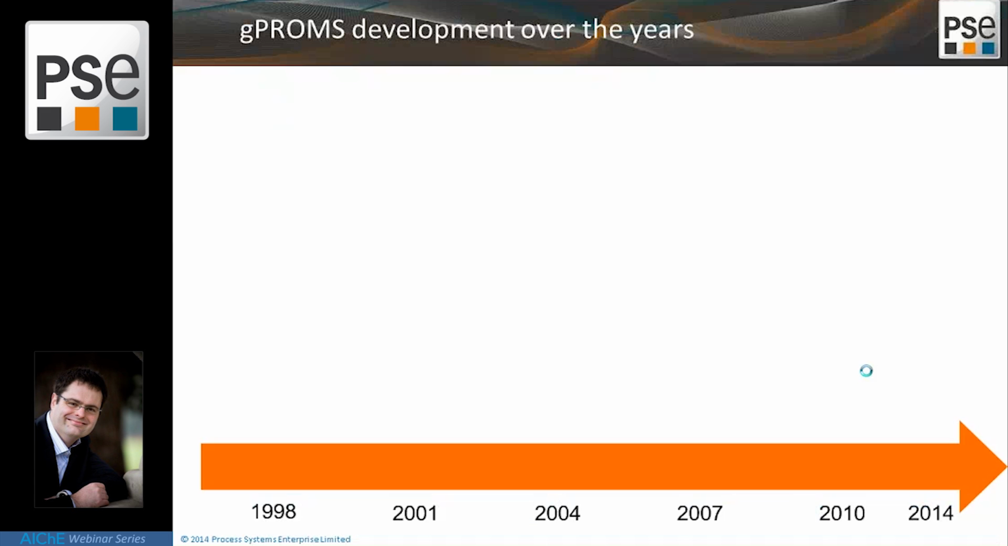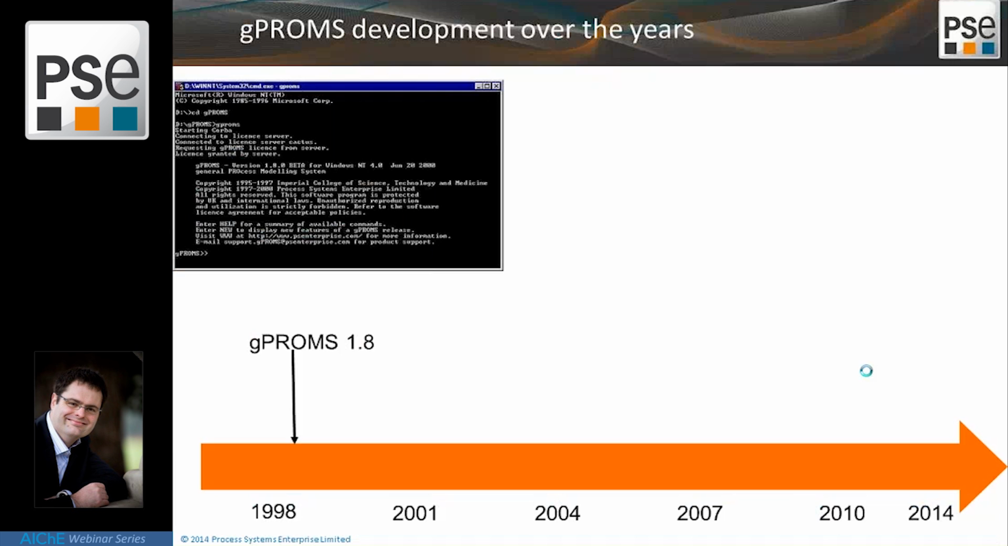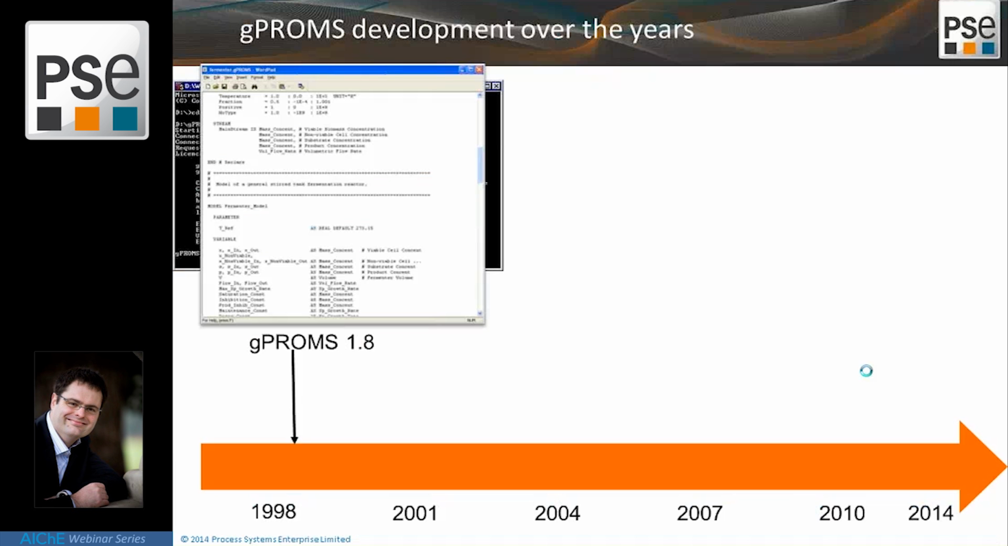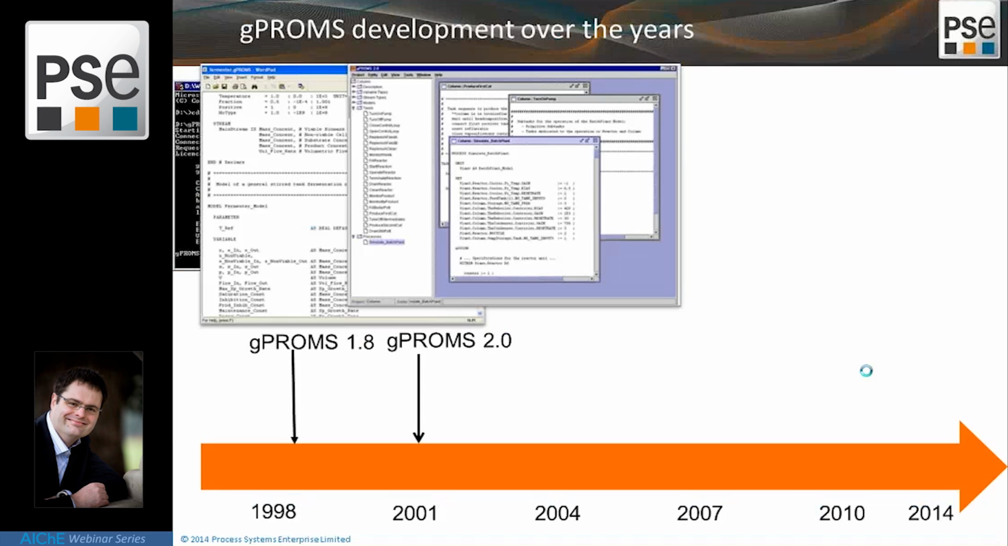Now, if you look at the history of gPROMS, I figured this was nice because some of you may have seen gPROMS along this timeline. We started in 1998. It was a command executable. You had to enter your models in text form in a text editor, and that is how you run your models. And the first version I used was 1.8.4, so I almost went through the whole line that I'll show here.